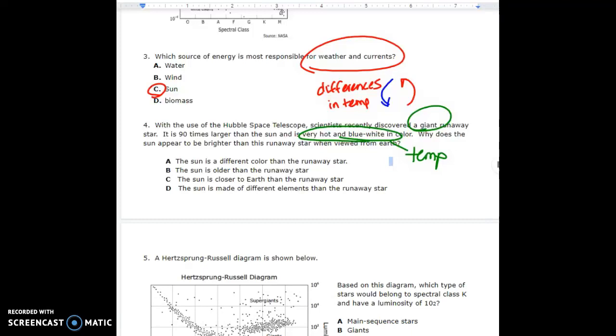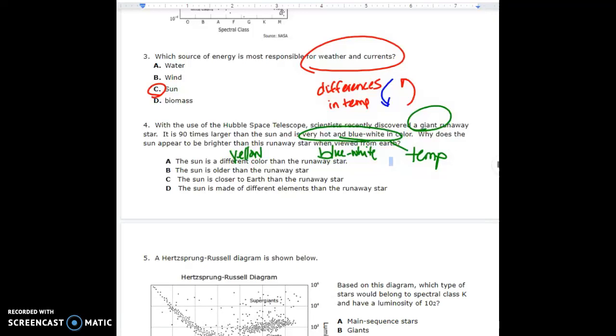So the sun is a different color than the runaway star. That is true. Yes, yellow is a different color than the blue-white. That is true, but that really has nothing to do with the fact that our sun is brighter. The sun is older than the runaway star. It's possible, who knows? I mean, that may not have anything to do with it either.